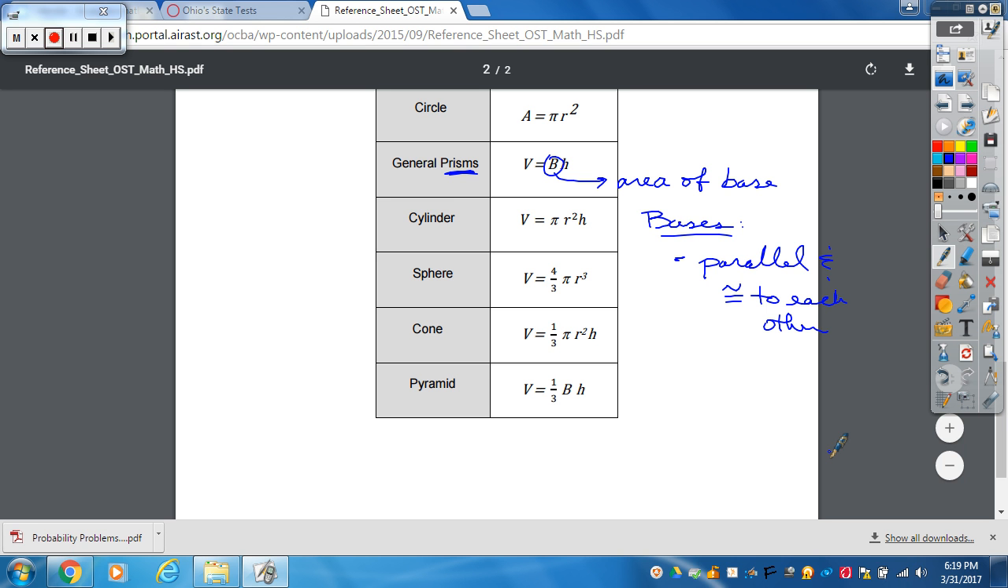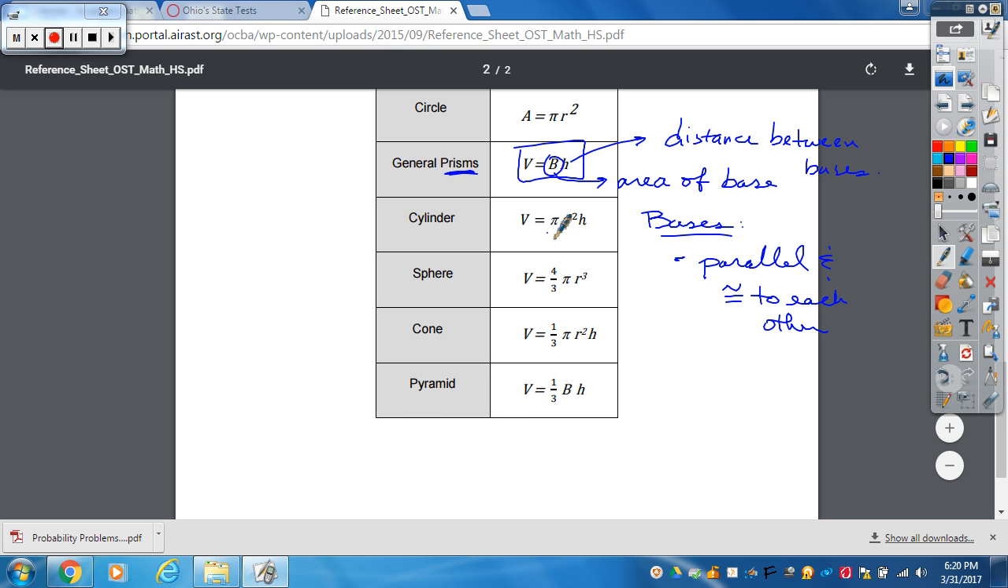Now, the height of any prism is the distance between the bases. Okay, distance between the bases, or the distance from one base to the other. If you can figure out what those are and how to calculate the base area, and know what the distance is between the two bases, your volume formulas are very simple for the prisms.